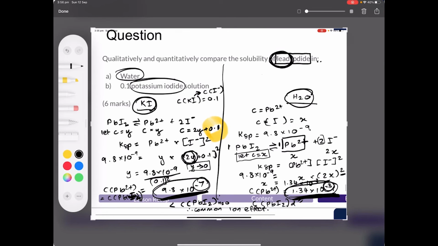Arik? I mean, I'd say an addition of iodide ions, which is a common ion, will result in the equilibrium shifting to the left by Le Chatelier's principle. Good. So the first thing I want to hear is the mechanism of the common ion effect is Le Chatelier's principle. The common ion effect is just a fancy application of Le Chatelier's principle in salt solutions. So you must mention Le Chatelier's principle or you'd lose a mark.